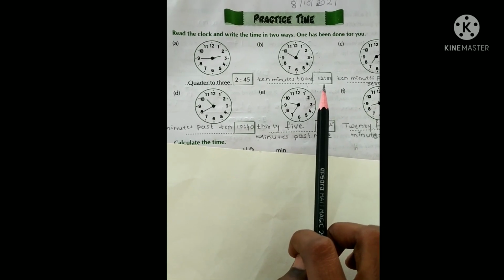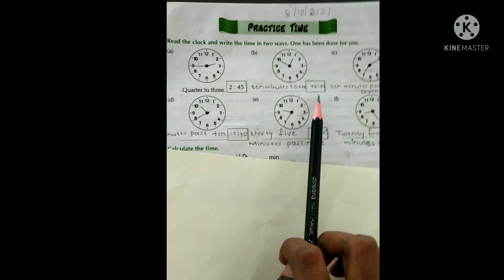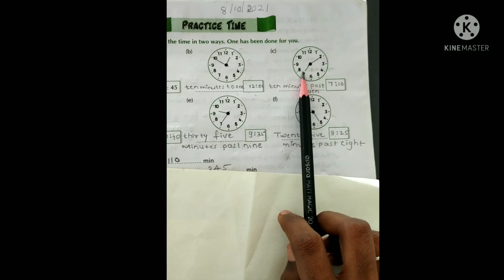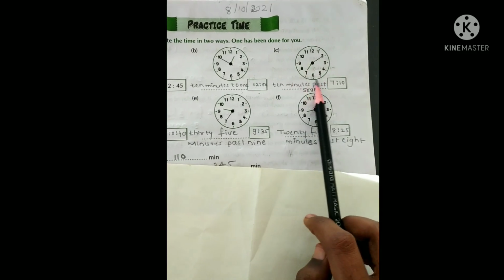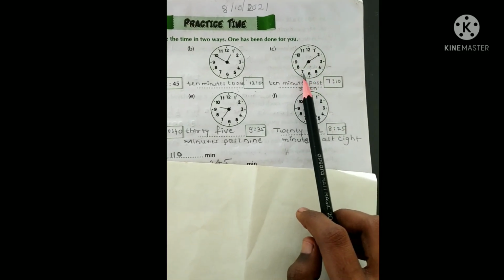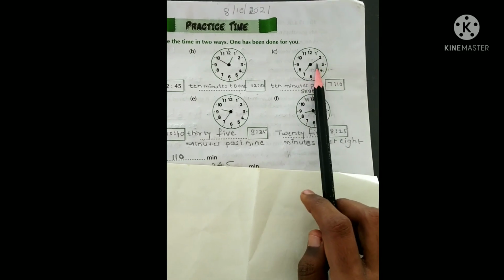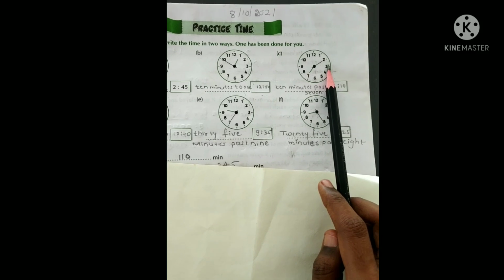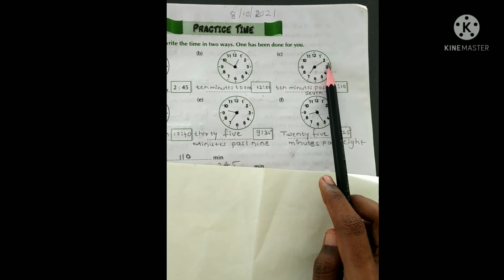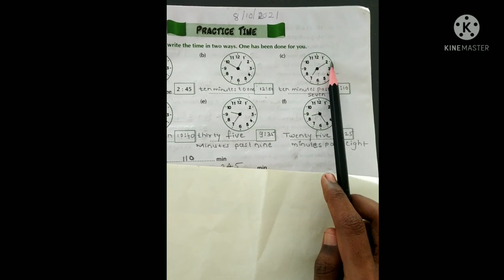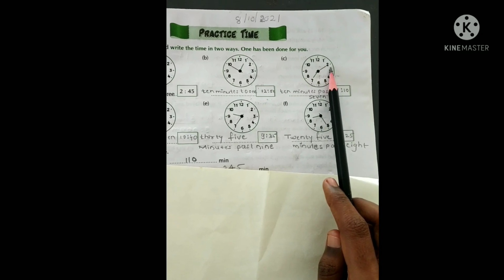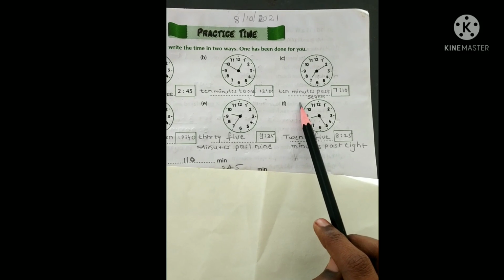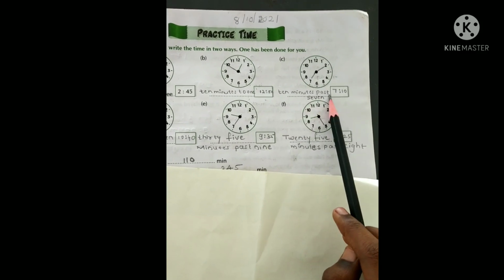Understood, children? I hope you understood this. We'll go to the next question. Again, just observe the clock here. The hour hand is on 7 and the minute hand is on 2. So how many minutes have passed here? 10 minutes have passed. So write it as 10 minutes past 7.